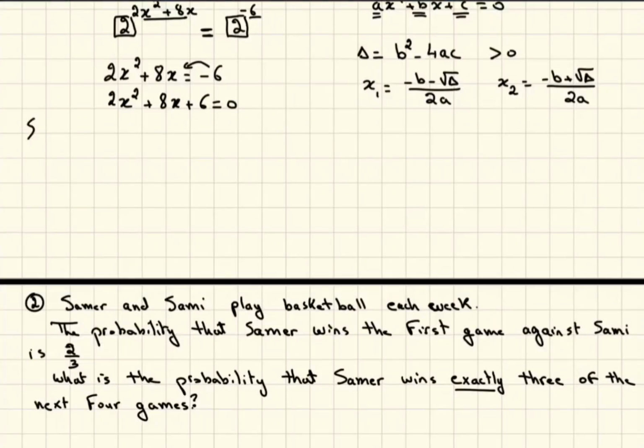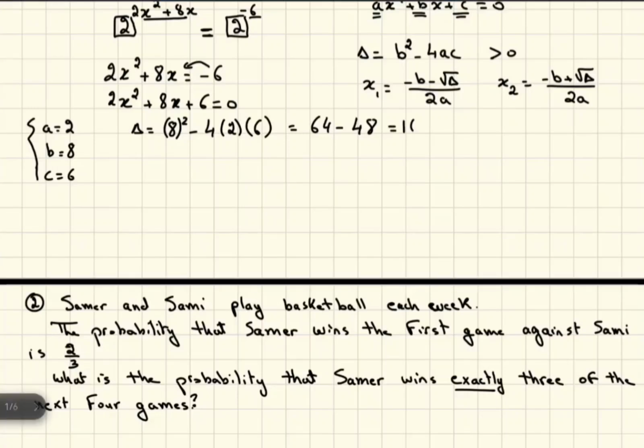Now, in this case, a equals 2, b equals 8, and c equals 6. So delta will be 8 squared minus 4 times a times c, and make sure to write each number in parentheses. So for b squared, if the number is negative 8, you must write negative 8 all squared, so the square is outside the parentheses. So we get 64 minus 48, and the answer will be 16, which is positive. So we have 2 roots here.